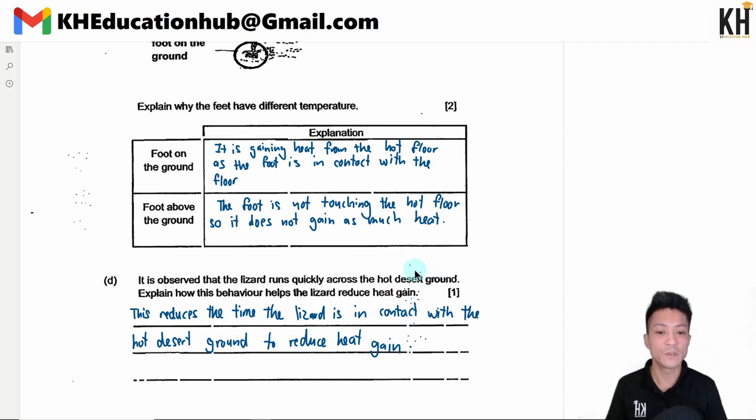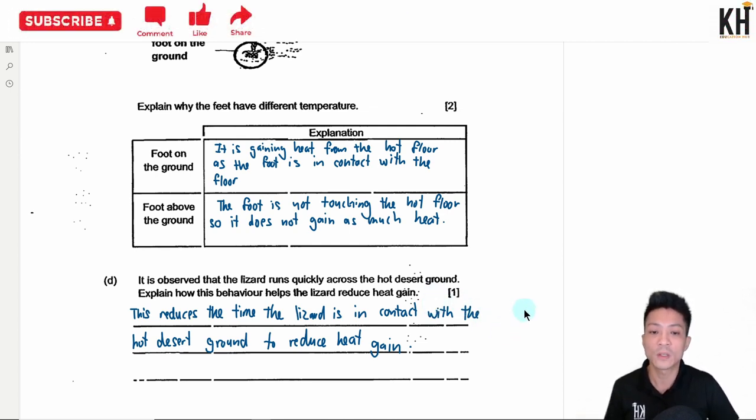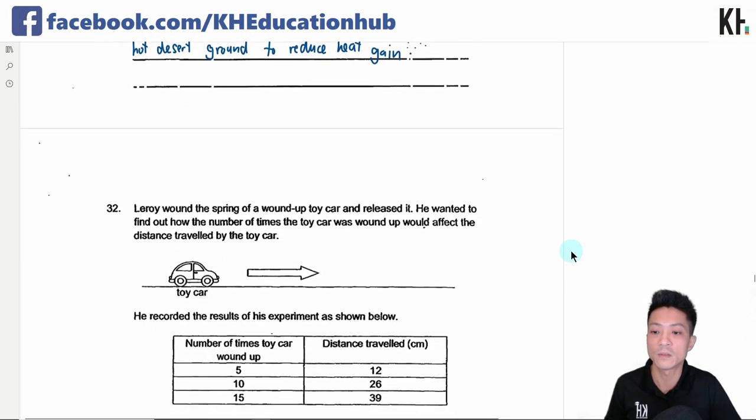Okay, so this behavior is very simple. If you've gone swimming on a hot day before, when you walk from your changing place to the swimming pool, the floor will be very hot. So you probably will not take your own sweet time to walk there, because the floor is so hot, so you will quickly run towards the pool and quickly jump into it because you want to reduce the time your feet are touching the hot ground.